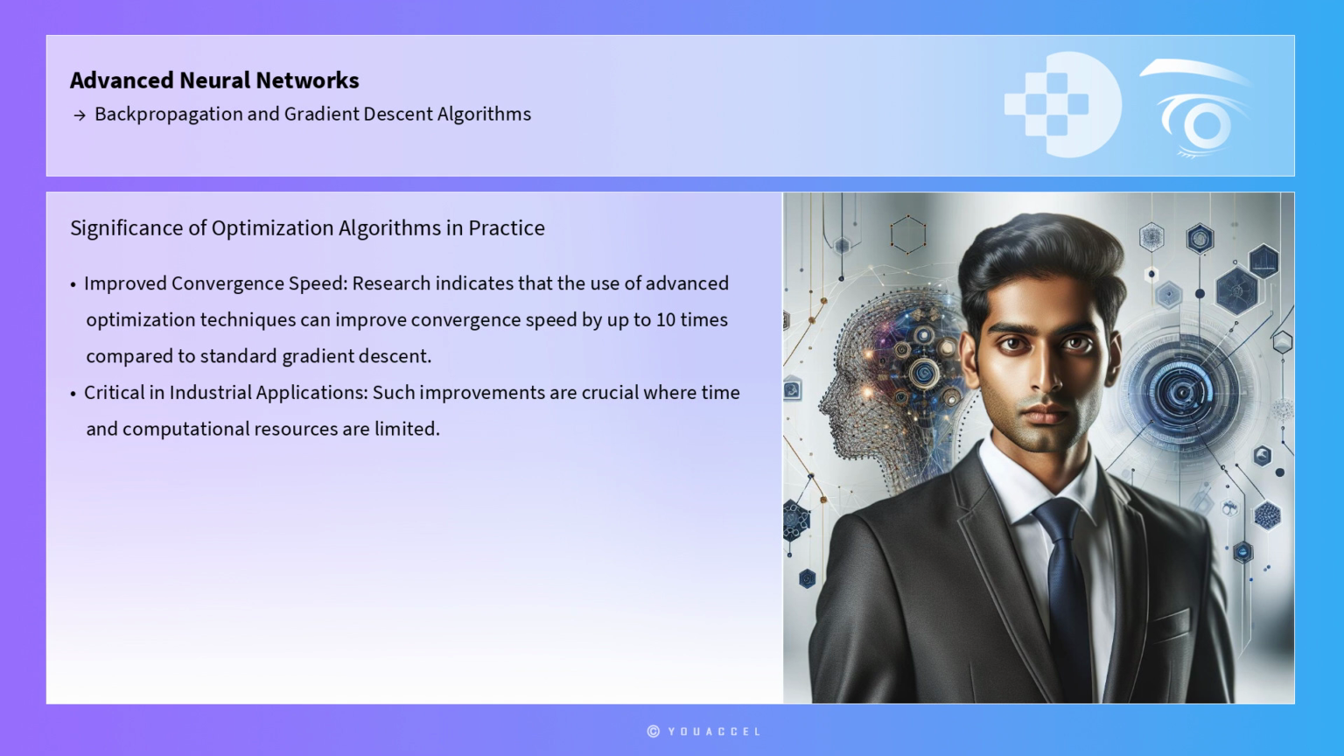Statistics further emphasize the significance of these algorithms in practice. Research indicates that the use of advanced optimization techniques, including momentum and adaptive learning rates, can improve convergence speed by up to 10 times compared to standard gradient descent. Such improvements are critical in industrial applications where time and computational resources are limited.